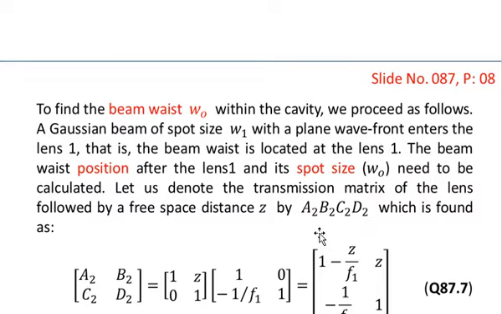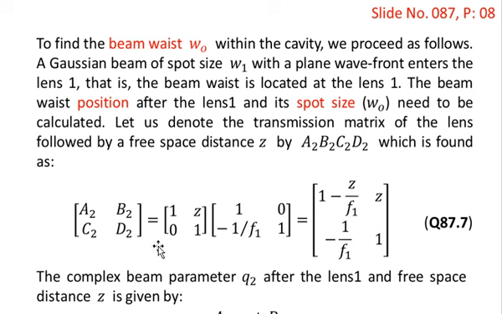You see that here we need to find another matrix A2, B2, C2, and D2 for a general distance Z after the lens, because Z is unknown. We do not know the location of the spot size, that is the beam waist W0. The location of the W0 position within the resonator is unknown, and we are assuming that it is at a distance Z from the lens. So we want to find out the matrix for that region.